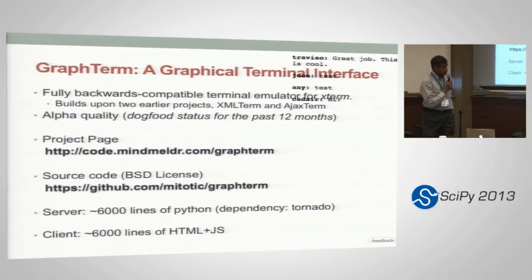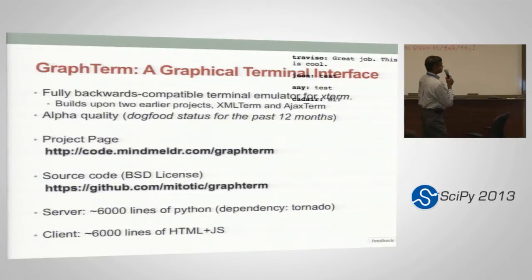The goal is to have a fully backwards compatible terminal emulator for xterm. It uses code from AjaxTerm and an earlier project called xterm. This is my second attempt to do it. I tried it 10 years ago, and it was too slow at that time. I've been using this as my primary terminal for a year, so it works for me as a terminal. Whenever I encounter problems, I fix them, obviously.